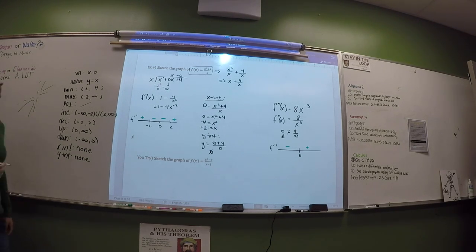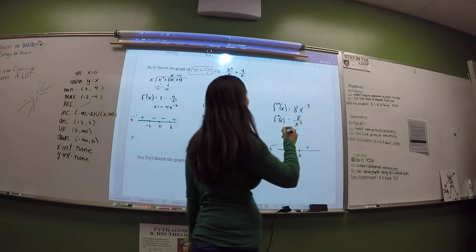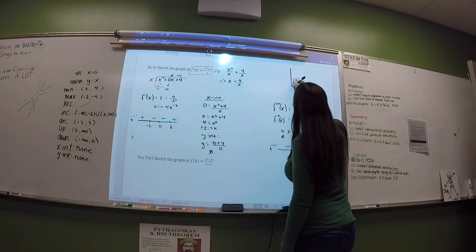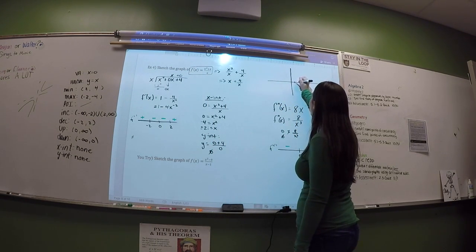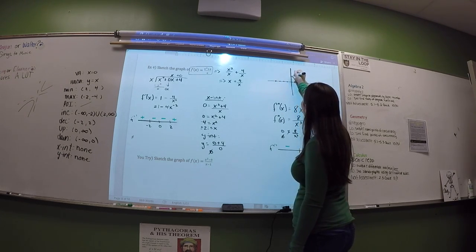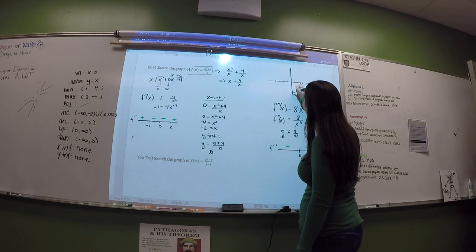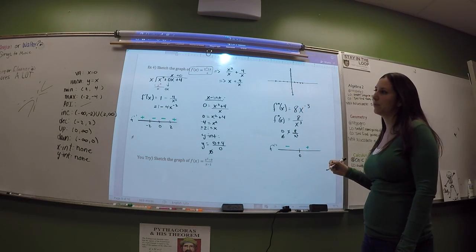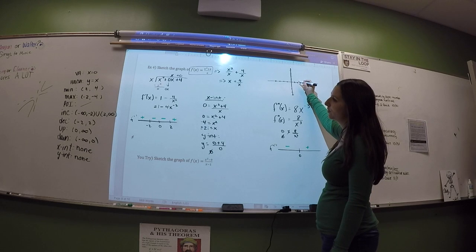So, I guess I'll graph it over here. 1, 2, 1, 2, 3. Okay, so I'm going to graph the max and min first. So we have a minimum at 2.